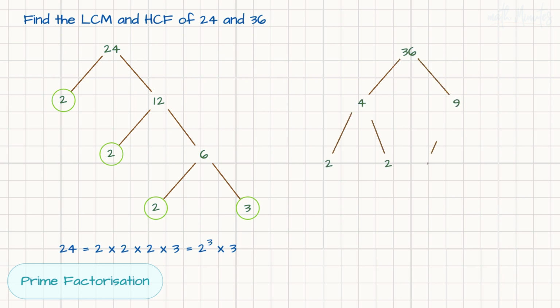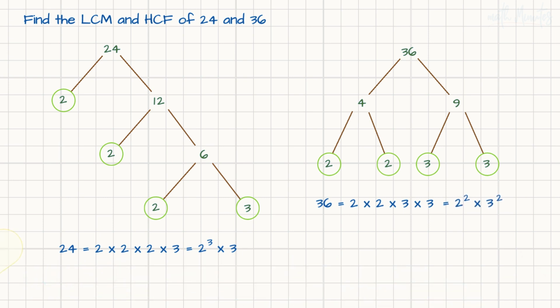In much the same way, 36 can be written as 2 times 2 times 3 times 3, which equals 2 squared times 3 squared. Step 2. The LCM calculation. To find the LCM, we identify the highest power of each prime factor that appears in either number and multiply them together.